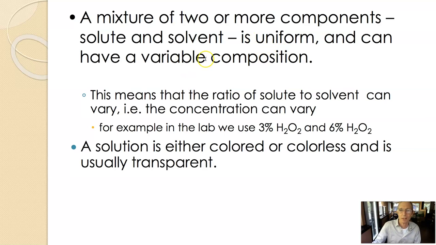Now, what do I mean by variable composition? Well, you can have different solutions that have different concentrations. For example, if we look at hydrogen peroxide, you can go to the drugstore and buy 3% hydrogen peroxide, you can buy 6% hydrogen peroxide. For the lab, I could buy 30% hydrogen peroxide. Another thing about solutions, they're either colored or colorless, and they're usually transparent.